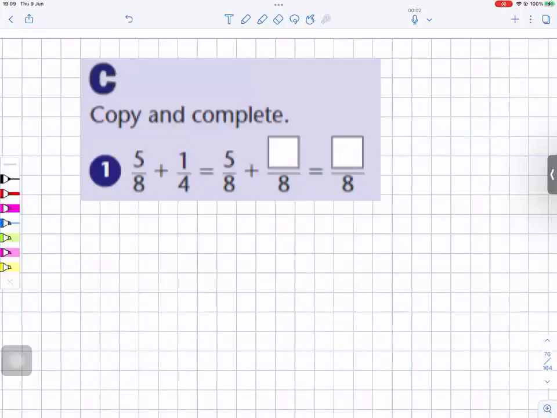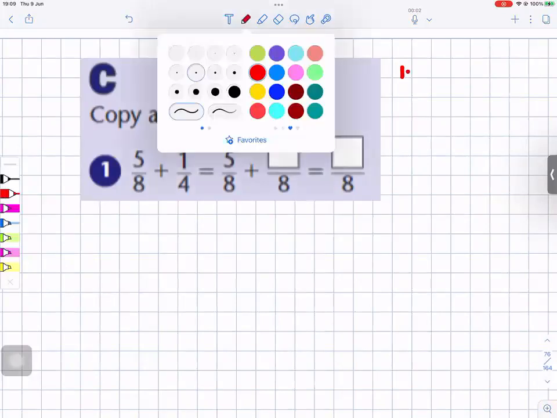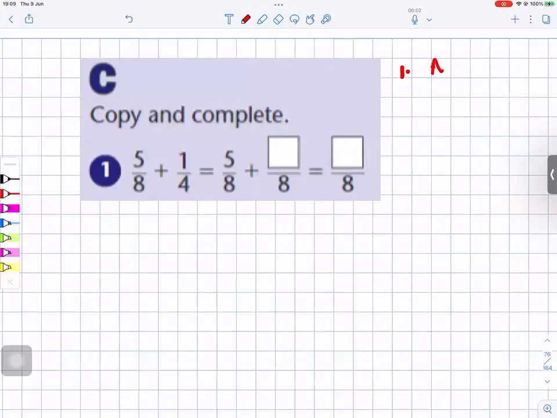We start with the fraction 5/8 plus 1/4. The first thing we want to do is make the denominator the same. So number one is to make the denominator the same. And how do you get from 8 to 4? By dividing it by 2.